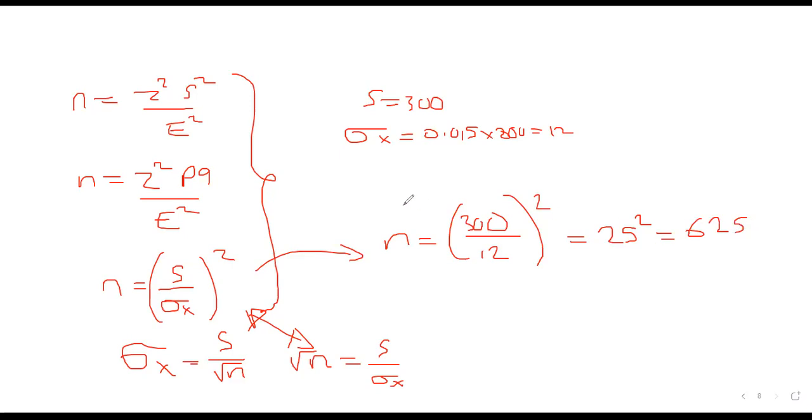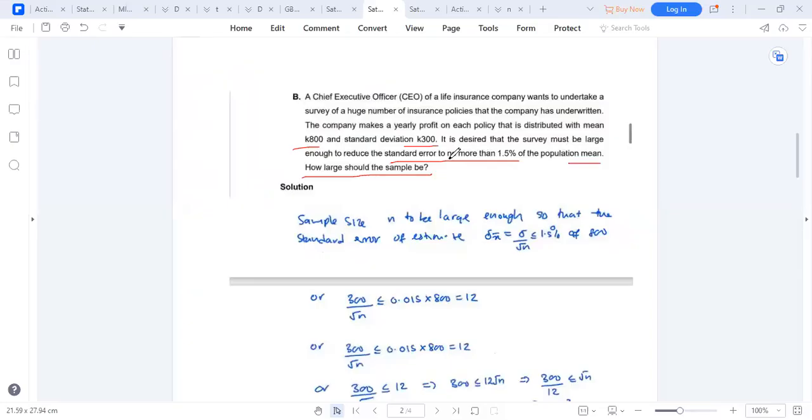605 policies. So our sample size should be what? It should be less or equal to 625. So the question was asking us, how large should the sample size be if we don't want to have more than 1.5 errors? So we use the sample size formula, not less than 1.5 of 800. So this is equal to 12.